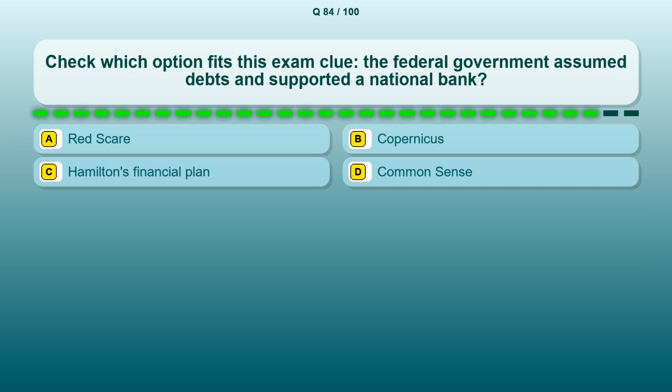Question 84. Check which option fits this exam clue. The federal government assumed debts and supported a national bank. Option A, Red Scare. Option B, Copernicus. Option C, Hamilton's financial plan. Option D, Common Sense.